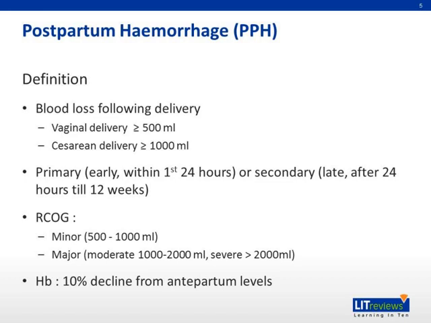RCOG has a separate guideline or definition of PPH. Minor PPH is defined as blood loss between 500 to 1000 ml. Major PPH can be further divided into moderate, between 1000 and 2000 ml of blood loss, and severe PPH can be defined as more than 2000 ml of blood loss. A separate guideline of the definition of PPH can be using hemoglobin levels when there's a 10% decline from the antepartum levels.